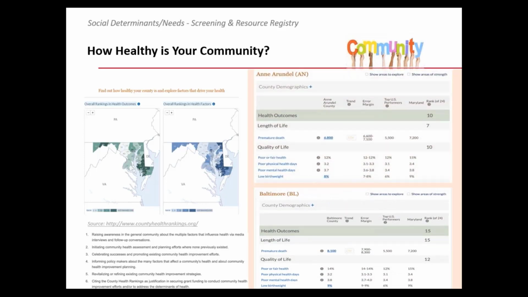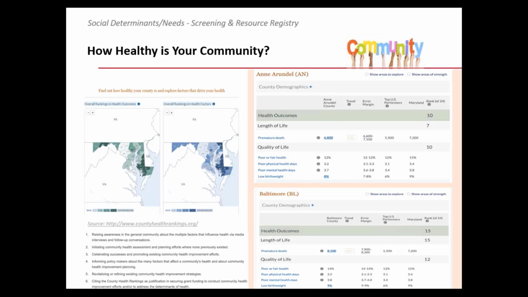Notice that Anne Arundel County has a health outcome rate of 10 out of 24. This means out of the 24 counties listed in Maryland, Anne Arundel County placed 10th as it pertains to health factors, such as social and economic factors, clinical care, and a patient's physical environment. Tools such as these help us as community health workers to be able to raise awareness about factors influencing health.